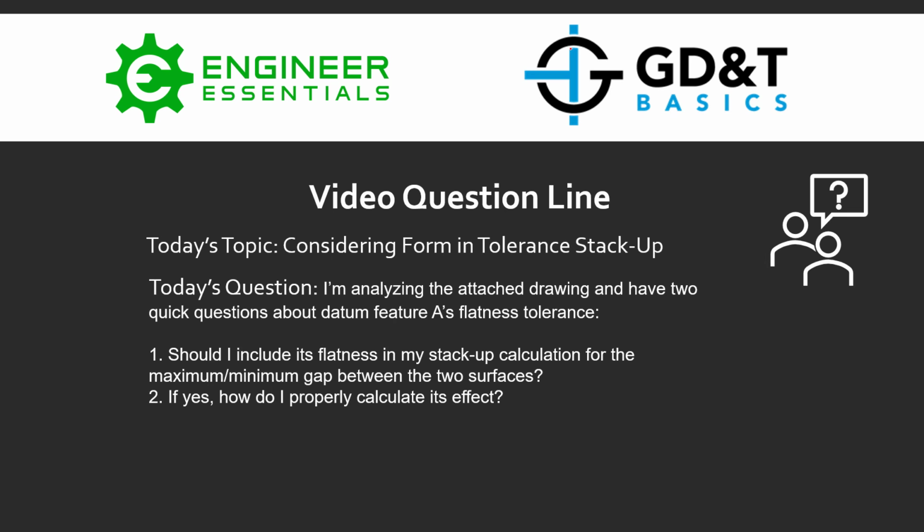Today's topic is considering form in tolerance stack-up analyses. The question that was submitted is: I'm analyzing the attached drawing and have two quick questions about datum feature A's flatness tolerance. Should I include its flatness in my stack-up calculation for the minimum-maximum gap between the two surfaces? And if yes, how do I properly calculate its effect?